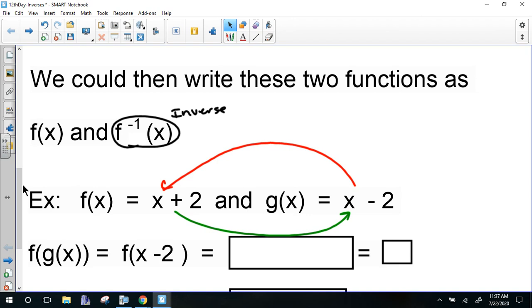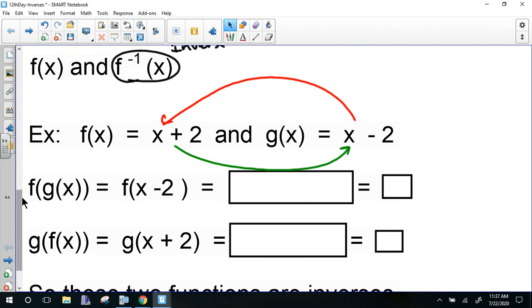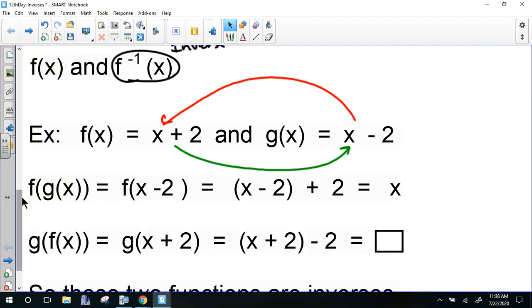So let's look at an example. I have f of x equals x plus 2 and g of x equals x minus 2. So I want to look at the combination of these, plugging one into the other. If I take x minus 2 and plug it in where x is in f of x, I'm going to get x when I do the math. If I take x plus 2 and plug it where the x is in g of x, and do the math, I get x.